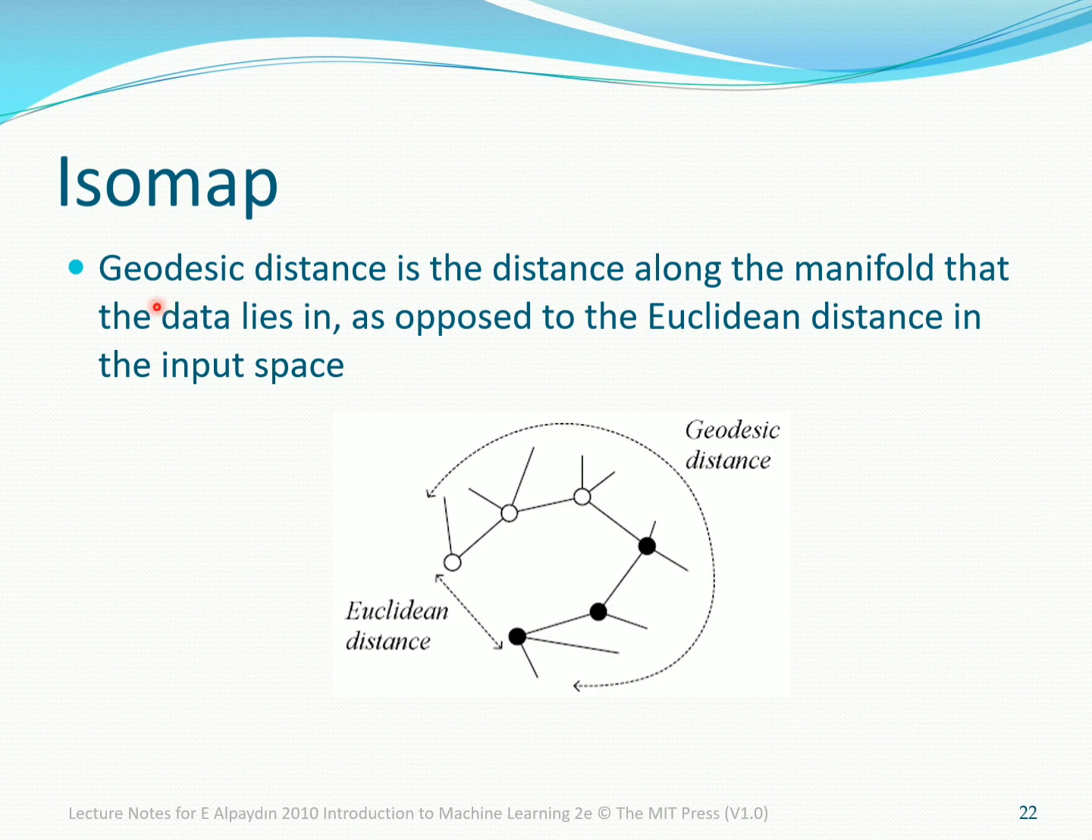Isomap. Geodesic distance is the distance along the manifold that the data lies in, as opposed to the Euclidean distance in the input space. You can see from this point to this point, the Euclidean distance is this, whereas the geodesic distance is this one.